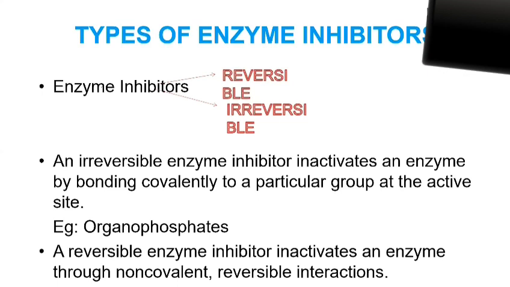There are two types of enzyme inhibitors, reversible and irreversible. Reversible enzyme inhibitors block or inactivate the enzyme activity through non-covalent binding, which results in reversible interactions, whereas irreversible enzyme inhibitors block or inactivate the enzyme activity by binding covalently to a particular group at the active site of the enzyme. Example, organophosphates.